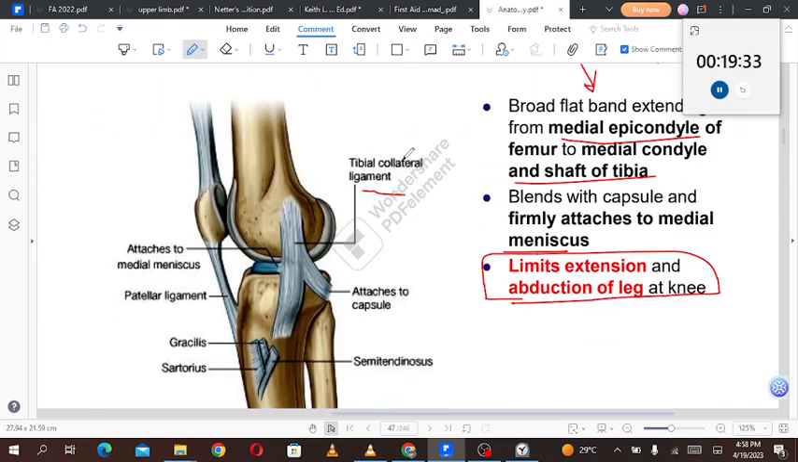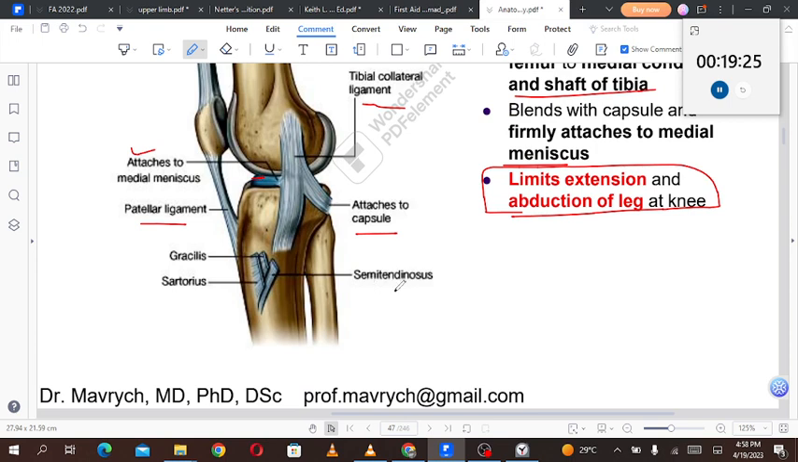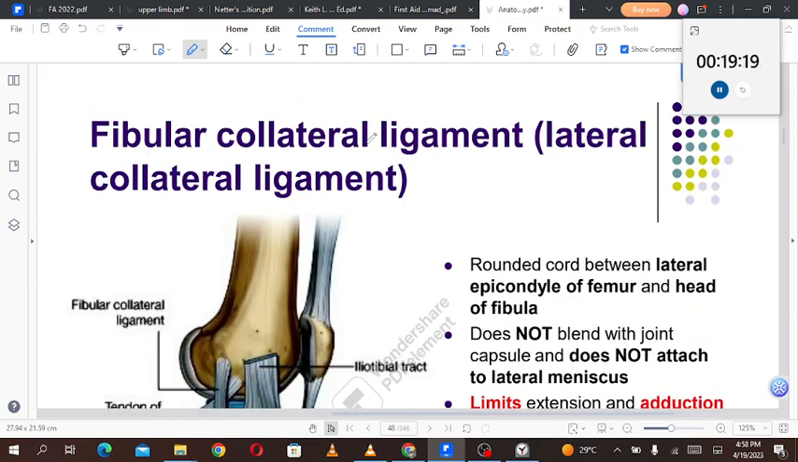So this is the tibial collateral ligament, and it is attached firmly to the medial meniscus that is present inside. And then we have the patellar ligament anteriorly, and this is the attachment of the capsule. Semitendinosus muscle is attached over there, and then gracilis and sartorius attachment is also over there. So fibular collateral ligament or the lateral collateral ligament.